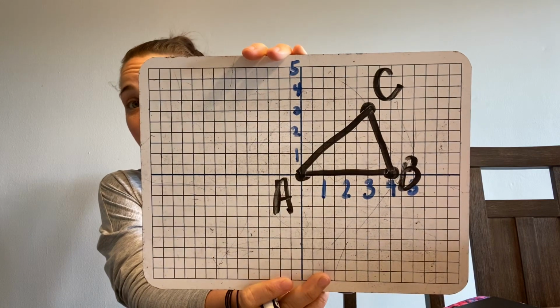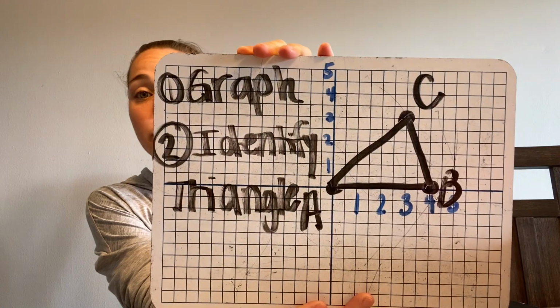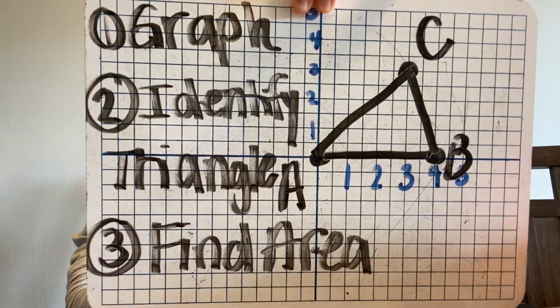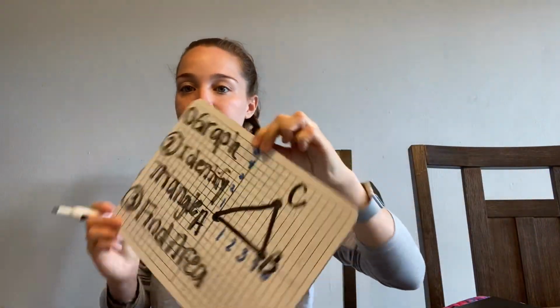Okay? Now that we've identified, the first thing we do is graph. Step 1, graph. Step 2, identify. We just identified that as a triangle. And step 3 is find the area. So step 3, find the area. Okay, so we're gonna flip this over and we're gonna find the area of this.